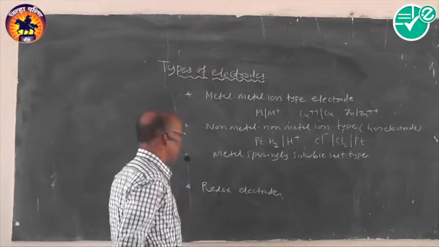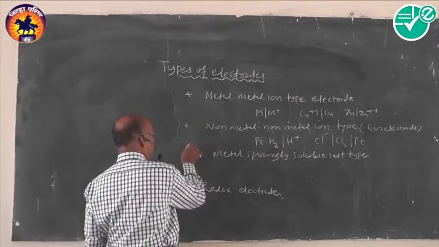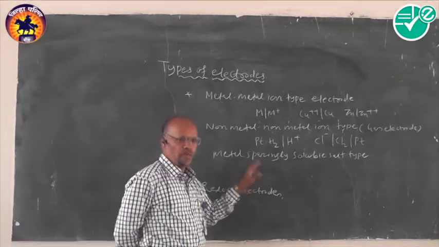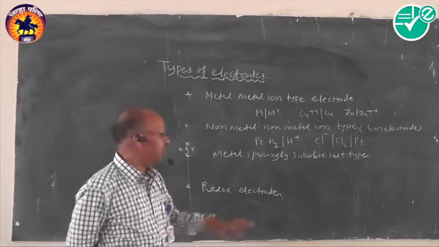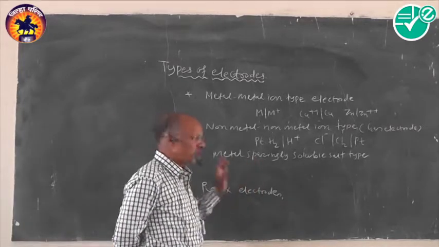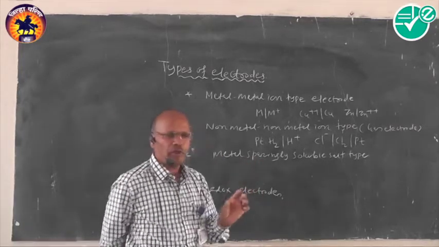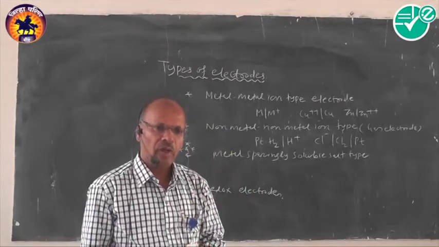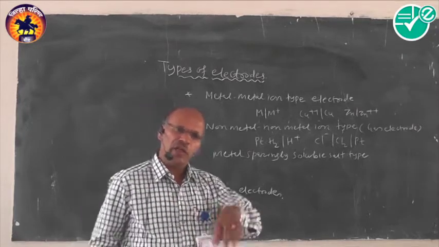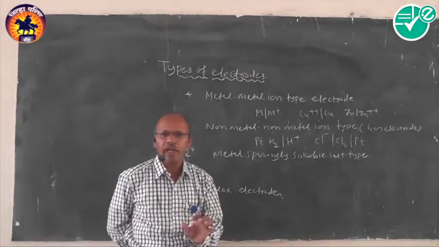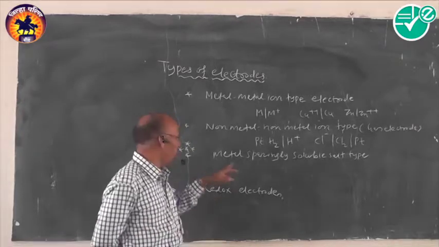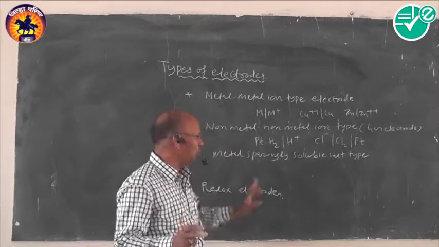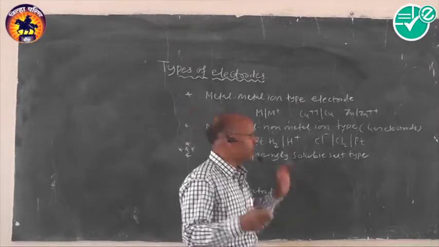Okay, the next one. This metal sparingly soluble salt type of electrode is again very important from the exam point of view. Such a kind of electrode we already studied last time. How is this electrode? It is the type of electrode in which a metal is coated with its sparingly soluble salt, and the same is placed in a solution which contains an ion of the same salt. We generally call it a metal sparingly soluble salt type electrode.